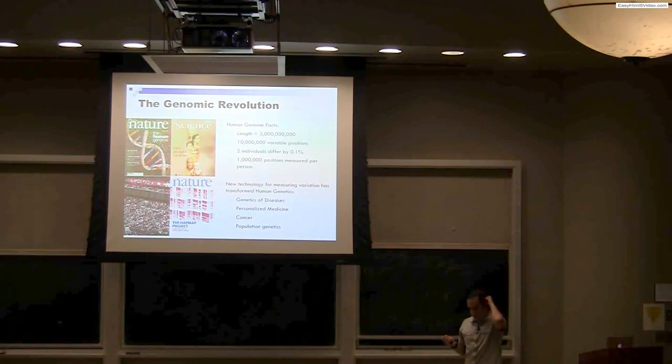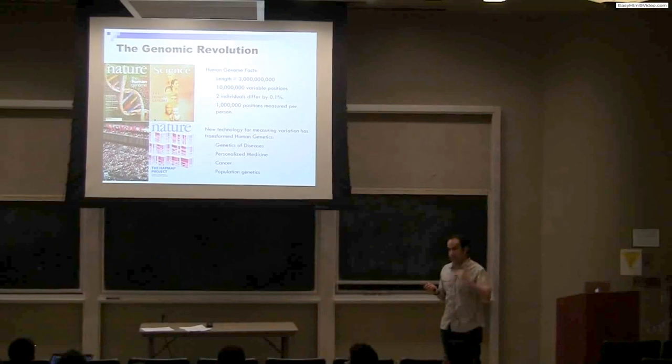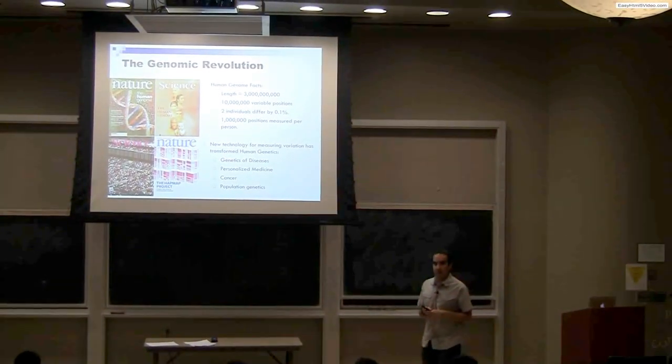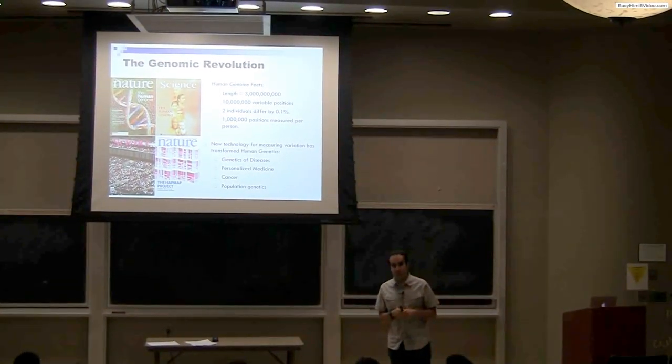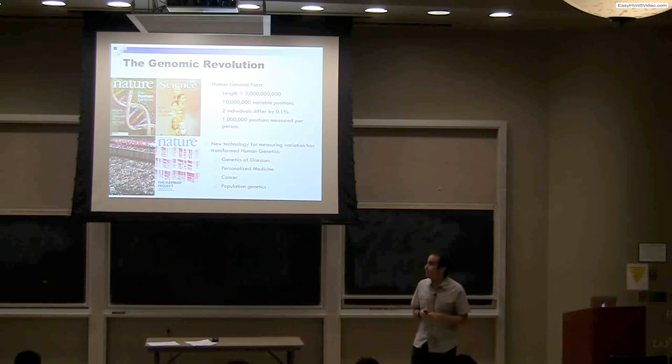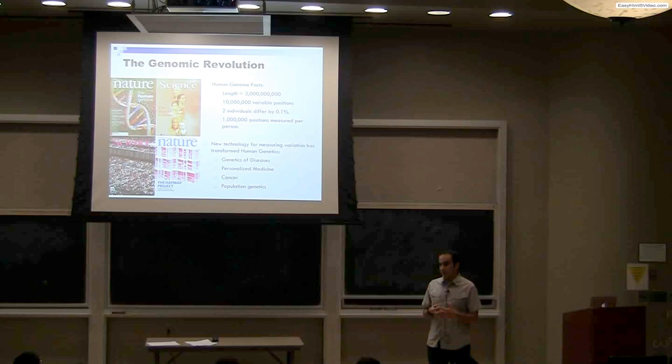Here's, to give some context of what's going on in the field, I would say that starting in about 2000, there's something called the genetic revolution. So what is the genetic revolution? The genetic revolution is when they really sequenced the human genome. So what is the human genome? Think of it as the contents of our DNA. It's about a 3 billion length sequence.